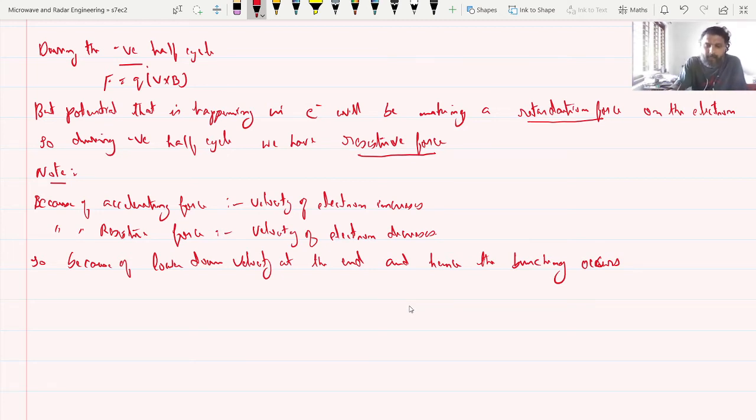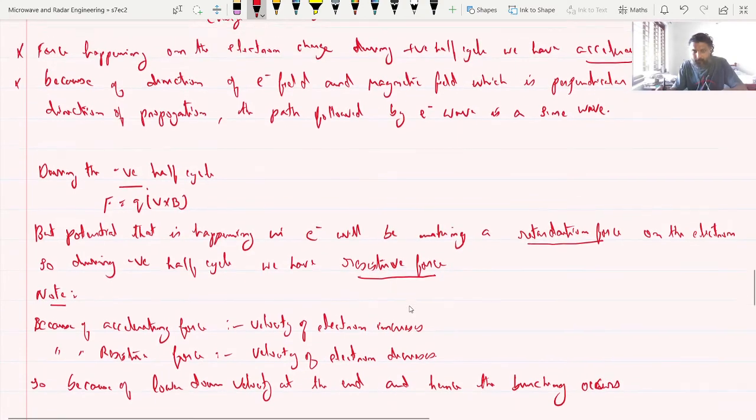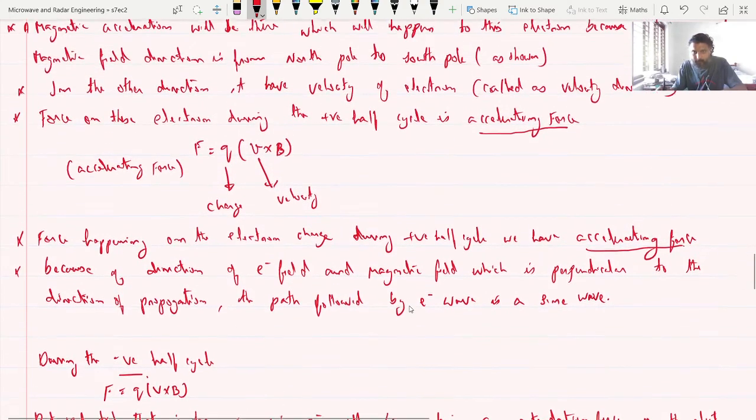The electrons that are travelling, when they reach the other end, will be bunched. All the three electrons will be bunched at the final section. That I will show you.